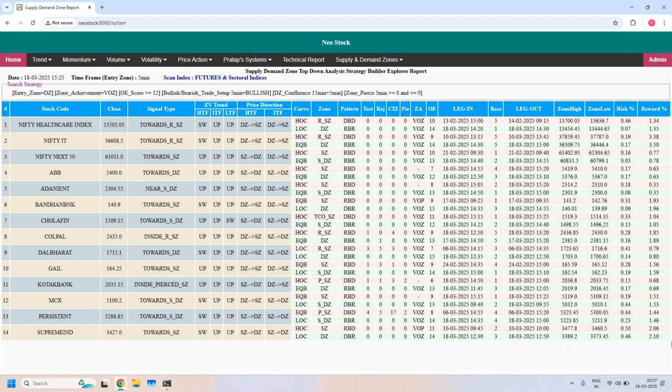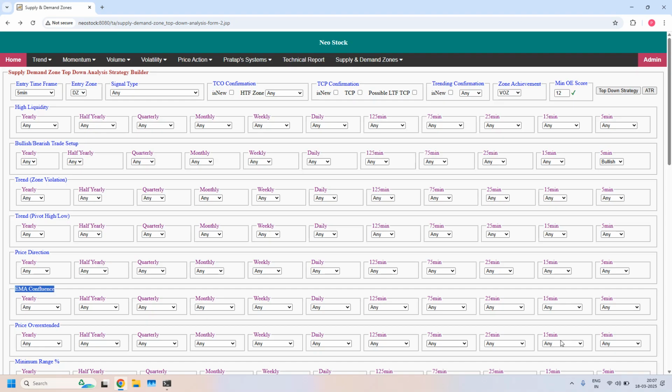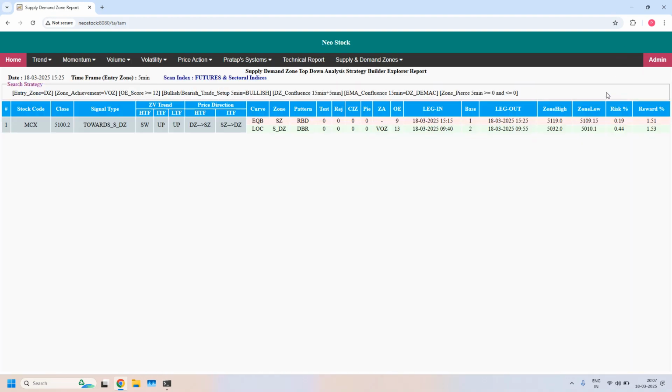Out of these 14, we can further filter based on how many of these 15 minutes demand zones are having daily EMA confluence, because 15 minutes trend is up in all the stocks, and also the 5 minute zone is overlapped with a 15 minutes demand zone. So in the EMA confluence at 15 minutes time frame, I am checking if the 15 minutes demand zone is having daily EMA confluence, because the 5 minutes demand zone overlapped with the 15 minutes demand zone. So we got one stock. Probably this demand zone might be having more high probability to get success. It is only a probability game.